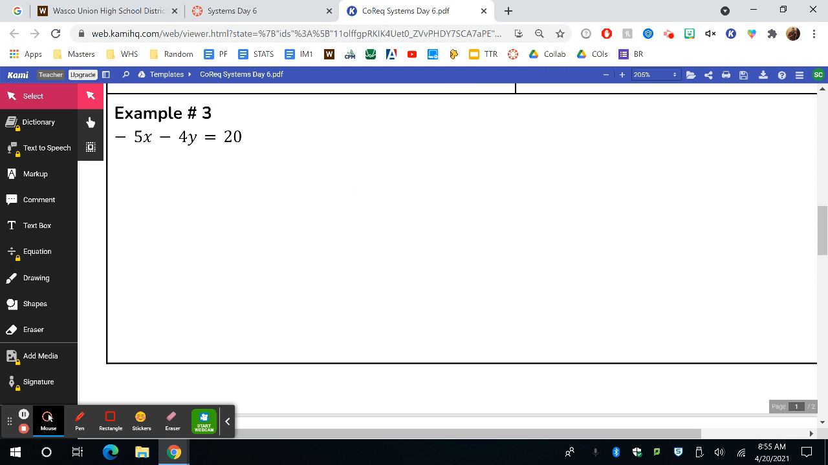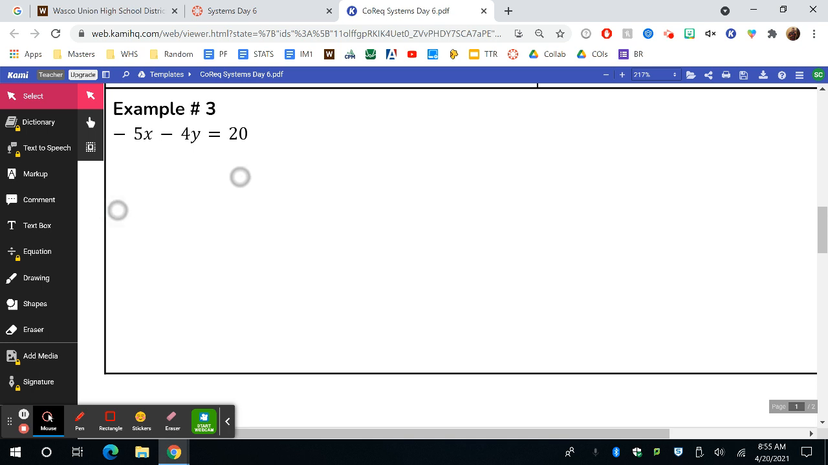In example 3, I have negative 5x minus 4y is equal to 20. And again, this is in standard form. I want to put it in y-intercept form or slope-intercept form. That way I can identify the slope and the y-intercept a lot faster and better.